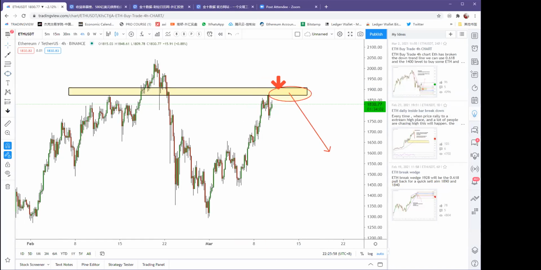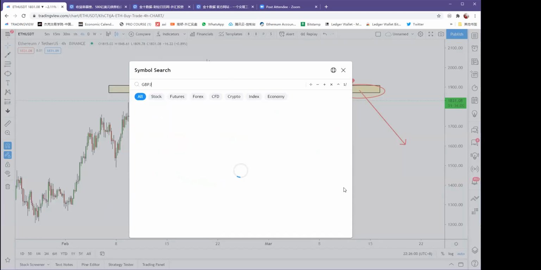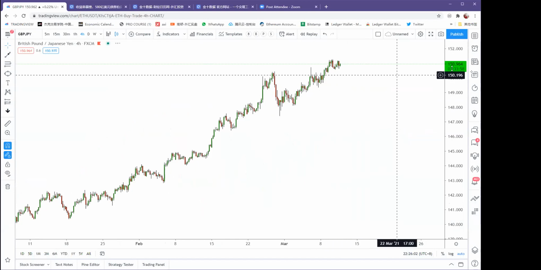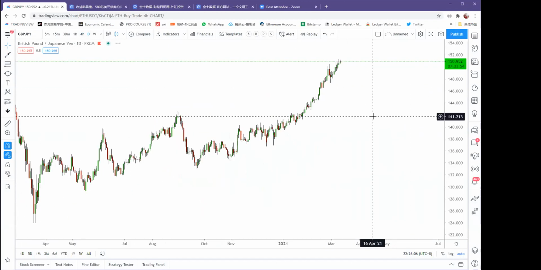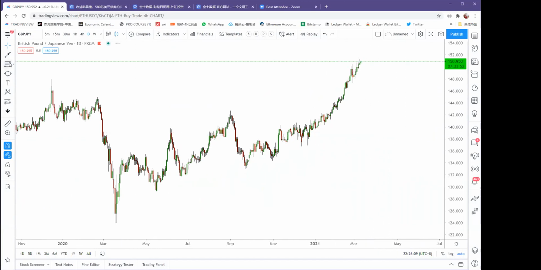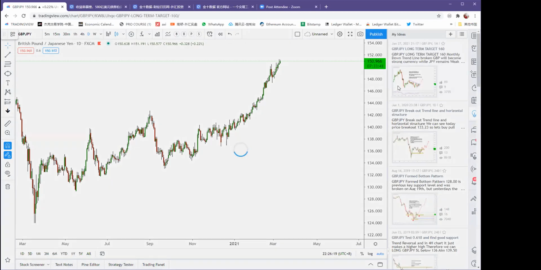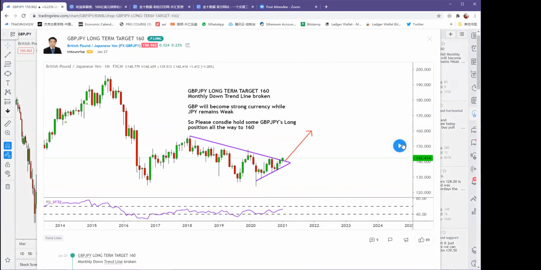Right? And for the sterling yen, already rallied to 151. Sterling yen gives us a lot of money, because I still remember I asked you guys to buy the sterling yen around here, around 140. Now it's at 150. This is a beautiful 1,000 pips trade. Rallied very, very well.